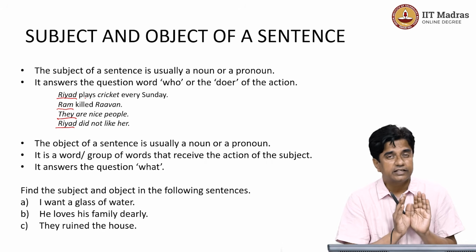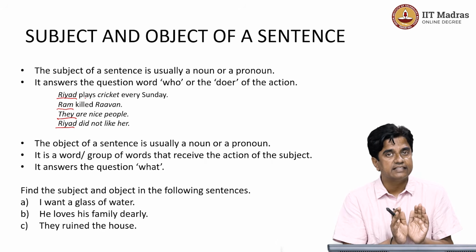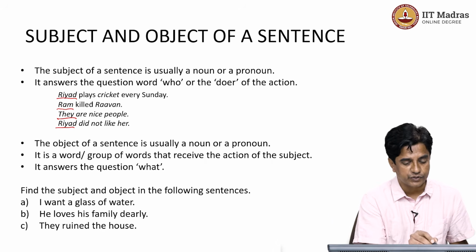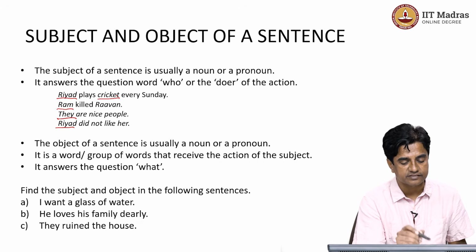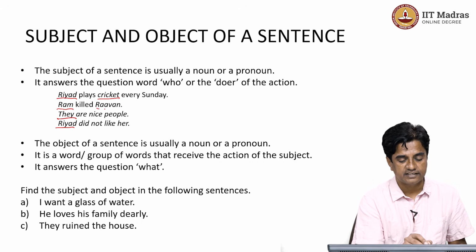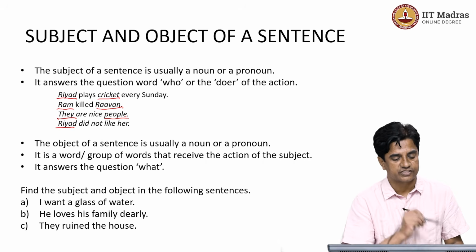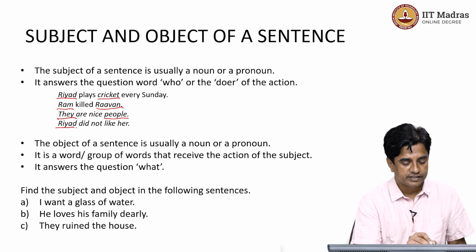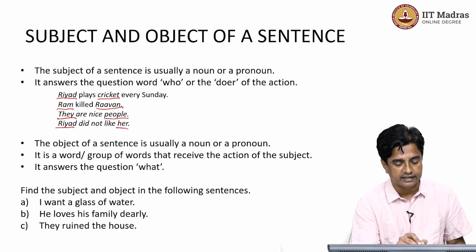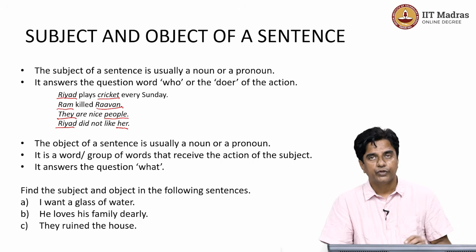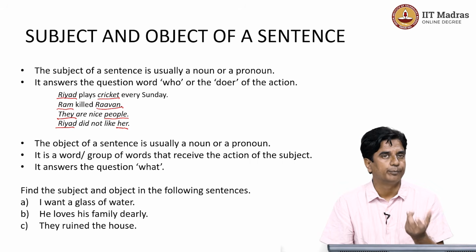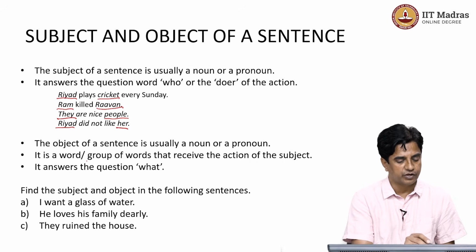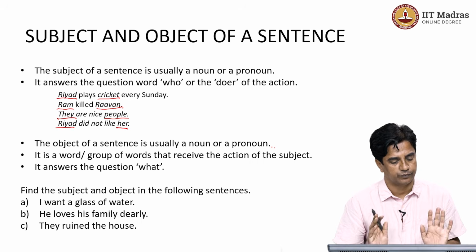We need to know that other than subjects, everything else in a sentence is the predicate. In the predicate, we have cricket as an object, so it's a noun. Ravana as an object, this is also a noun. People as an object, this is also a noun. But in Riyadh did not like her, her is an example of a pronoun. So I only wanted to underline that subjects and objects can be nouns and pronouns. That's one. The object of a sentence is usually a noun or a pronoun.